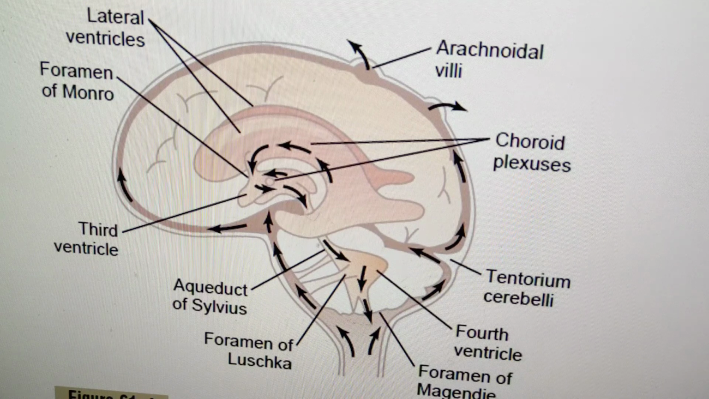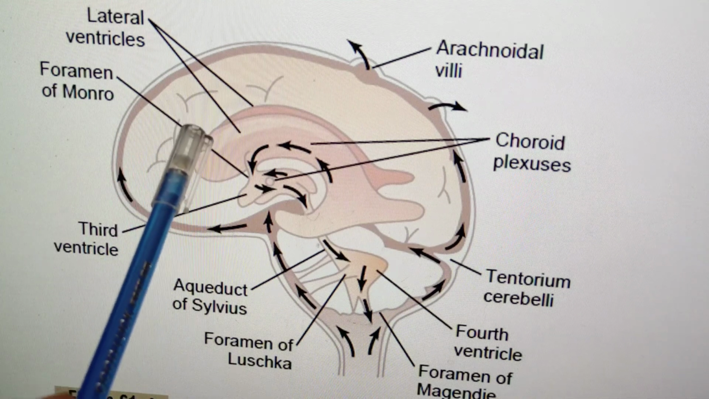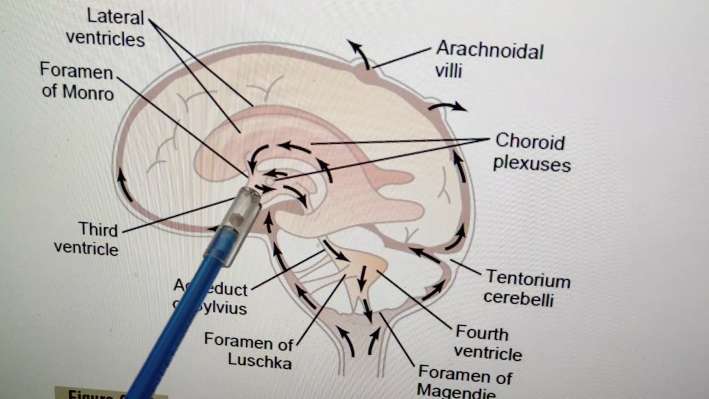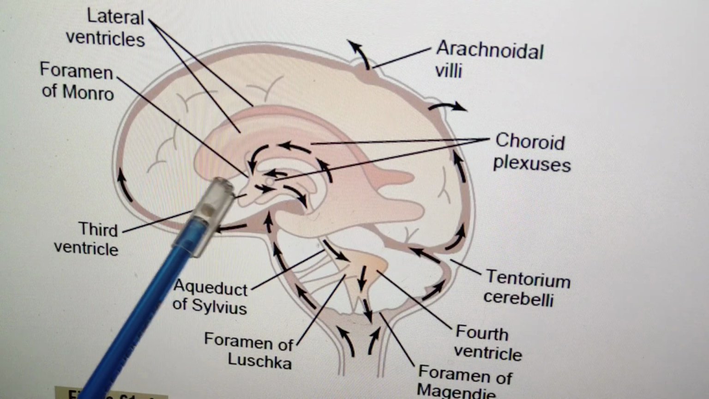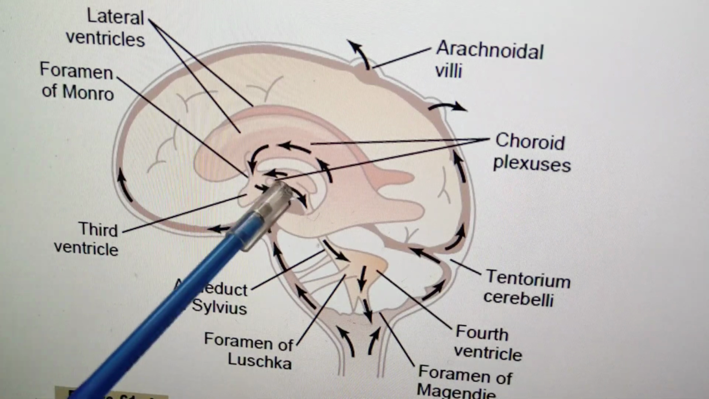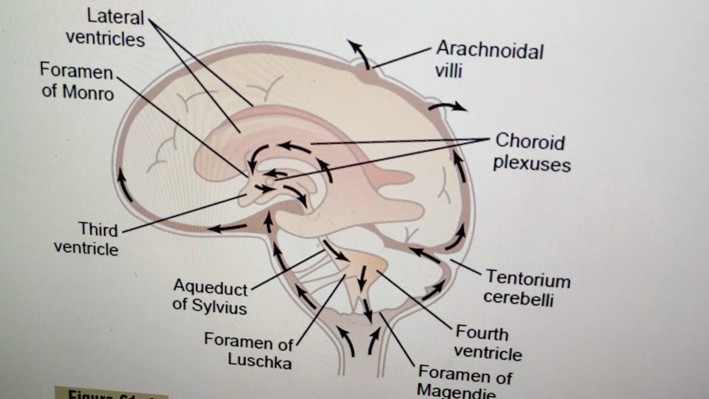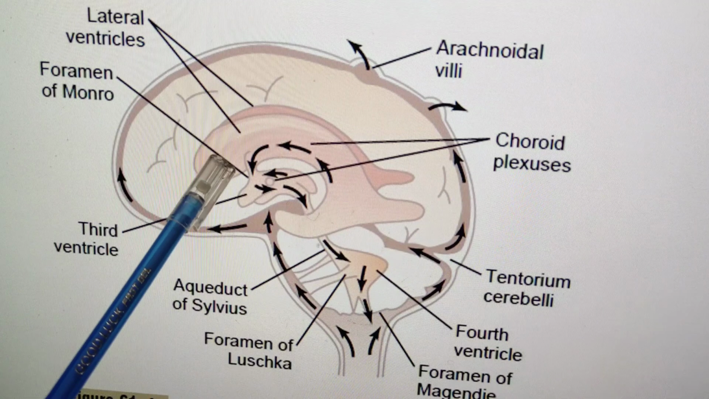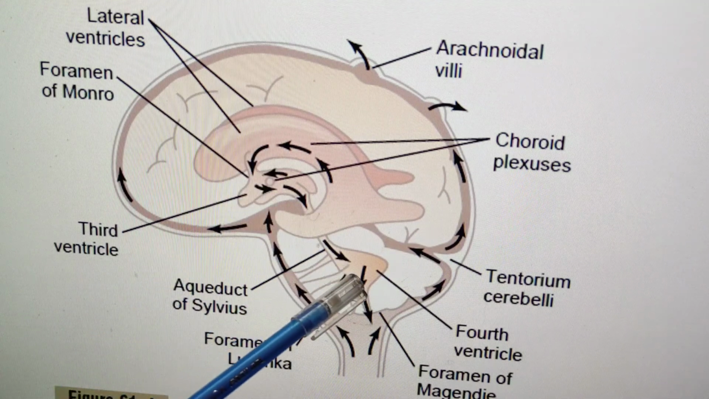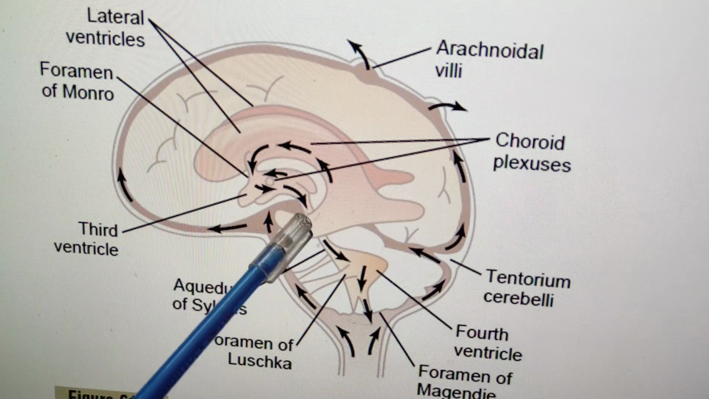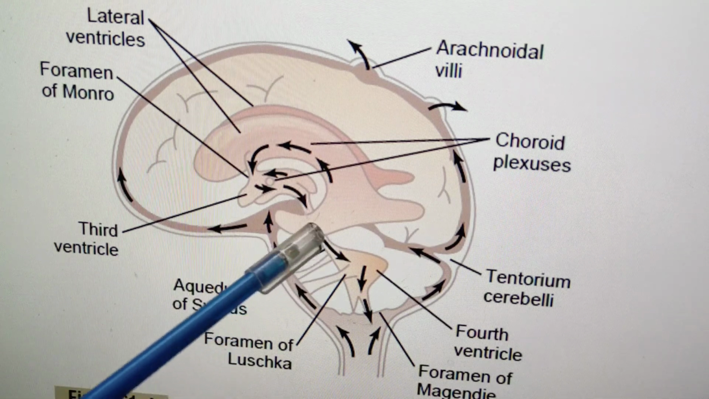Now about the circulation of CSF. CSF is mainly formed from the choroid plexus of the lateral ventricles. So from the lateral ventricles it goes to the third ventricle via the foramen of Monro. This is the foramen of Monro. Its other name is interventricular foramina. From the third ventricle it goes to the fourth ventricle via the aqueduct of Sylvius. This is the aqueduct of Sylvius.